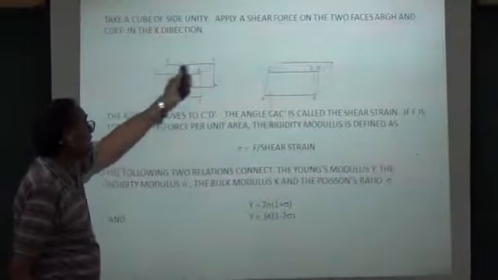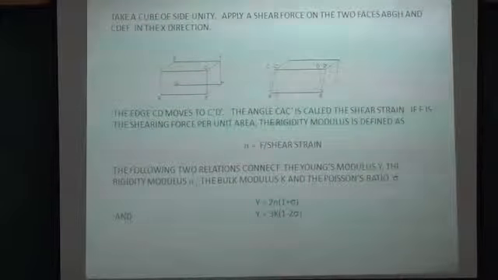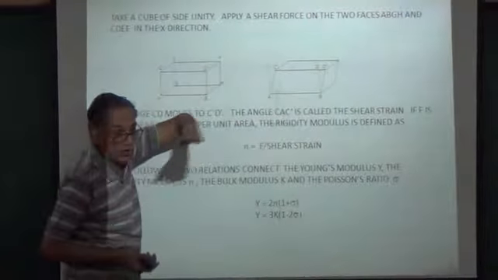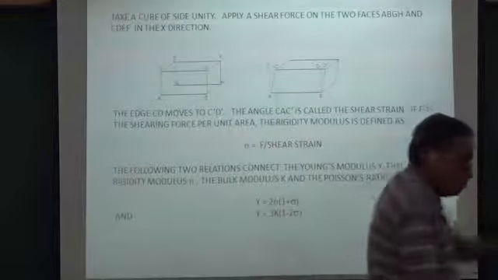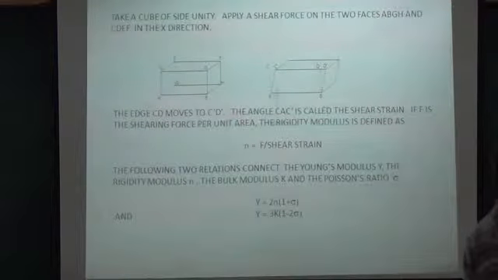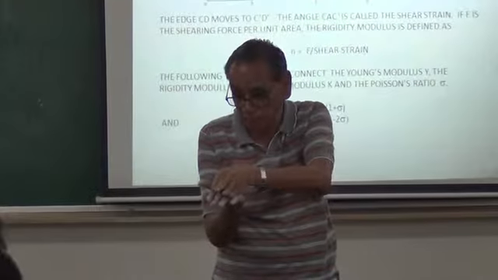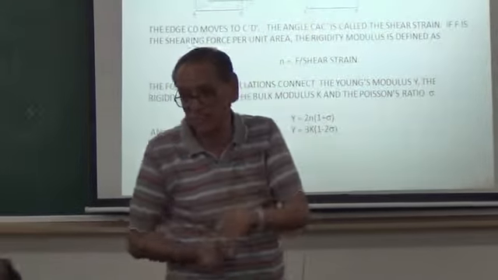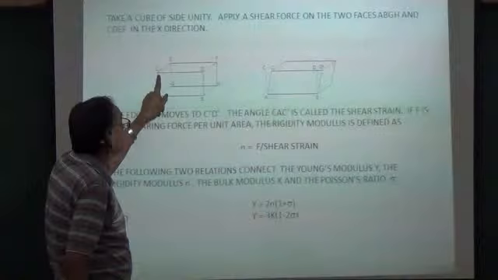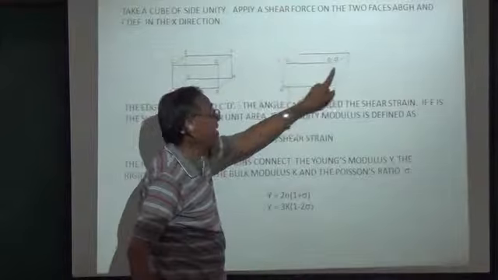Suppose you take a rectangular specimen ABCD. You apply a tangential force parallel to the top and a force in the opposite direction at the bottom. So you have a tangential force at the top and an equal and opposite tangential force at the bottom. Then this rectangular face ABCD will become a parallelogram ABC'D'.